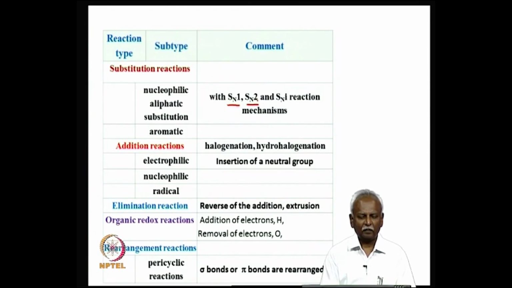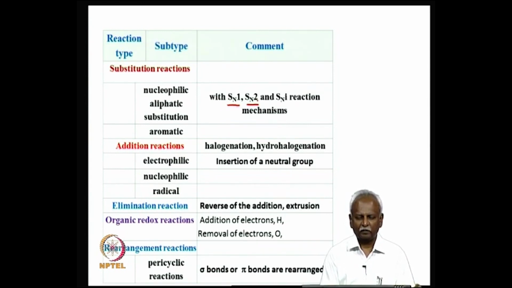And then come addition reactions, where an unsaturated molecule is converted to a saturated molecule by addition of a group. It could very often be the case, as in halogenation, that 2 X groups are added across a double bond. So, halogenation, hydrohalogenation, where an H and a Cl are added, or an H and a Br are added, and then they are called hydrohalogenation. In all these reactions, we add a molecule which is split very often in a heterolytic fashion, and added to the unsaturated molecule, so that it becomes a saturated molecule.